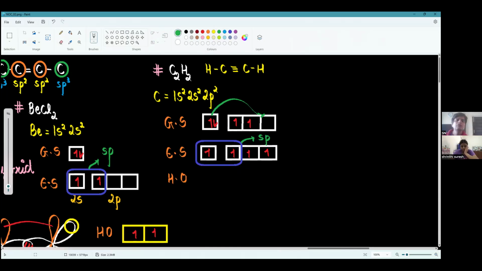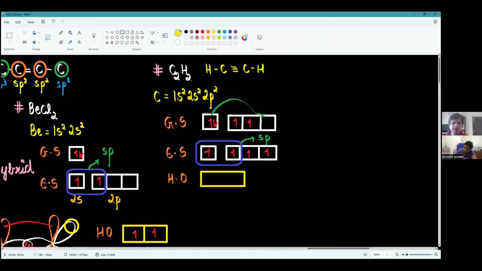Now, how many hybrid orbitals will be there? You tell me. 2. Very good. Because one s orbital is overlapping with one p orbital, there will be 2 hybrid orbitals. If someone asks you for the reason, you have to tell them that if there are 2 atomic orbitals overlapping, there will be 2 hybrid orbitals obtained, because the rule says the number of hybrid orbitals is always equal to the number of overlapping atomic orbitals.